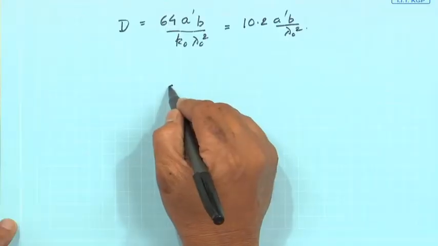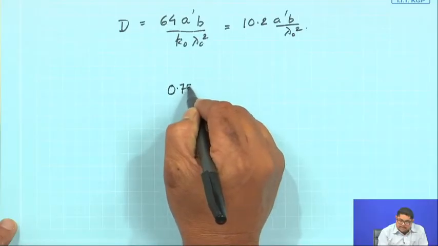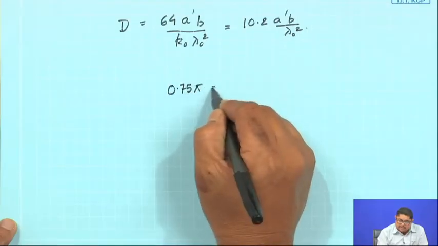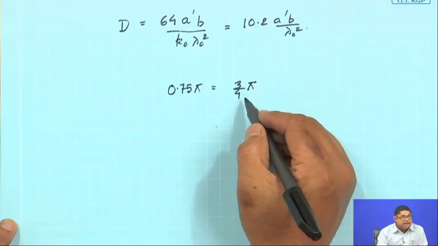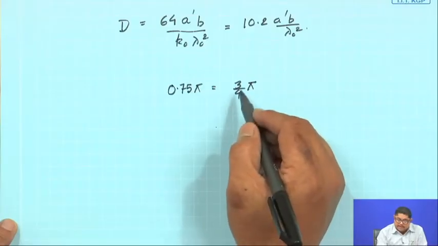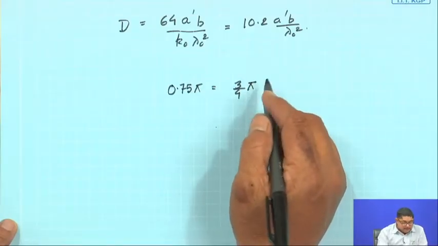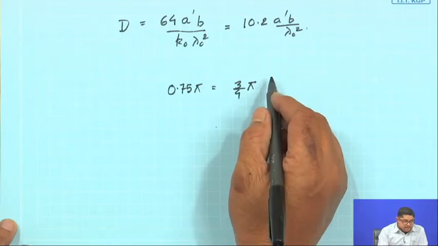So, people have analyzed this and found that the maximum gain is obtained by increasing the aperture a dashed until a phase error of 0.75 pi, that means 3 by 4 pi. Earlier we were saying pi by 4, now we are saying 3 by 4 pi; up to that you can go.